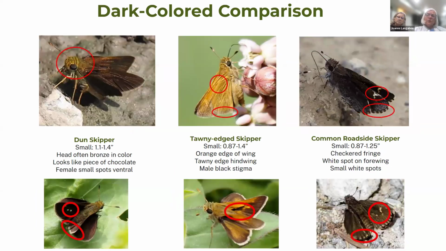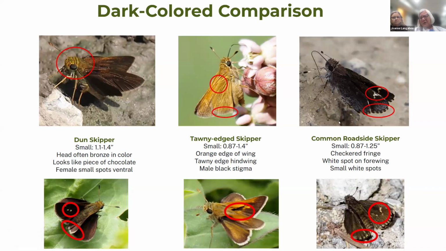And then the one that's darker is a dun skipper. Dun skipper looks like a piece of chocolate with a bronze head. This is often really quite bronze. They may have a couple of white dots. The females will have these white dots, and you might get this fringe, but what you're really looking for is that it's so dark with not very distinct markings on it.